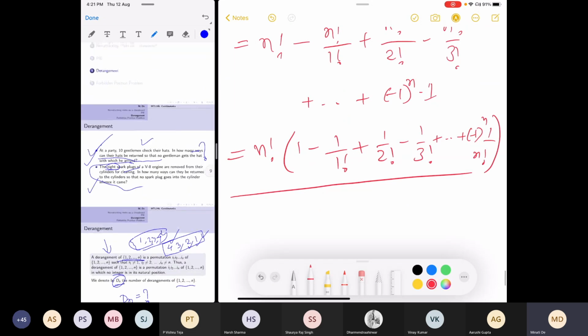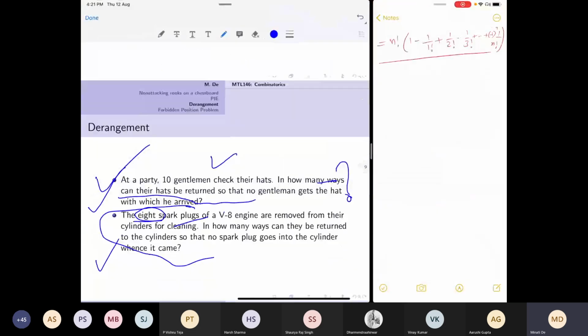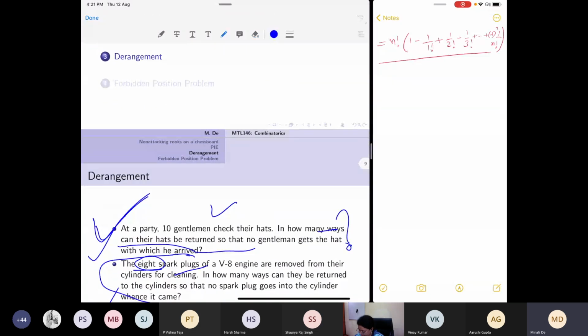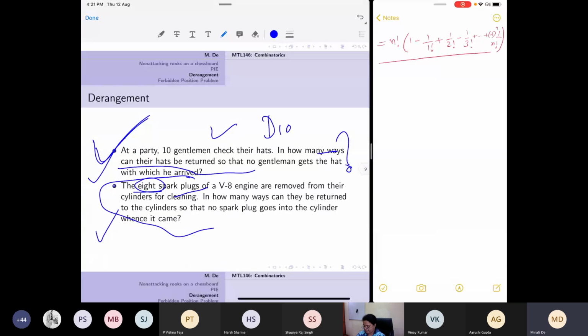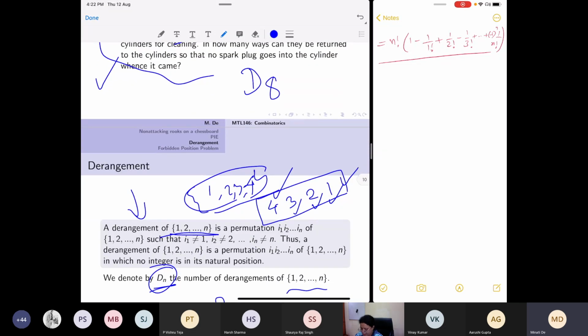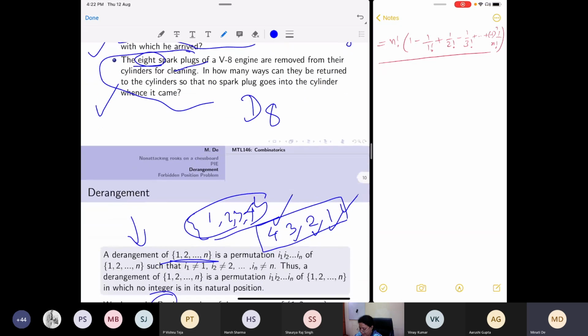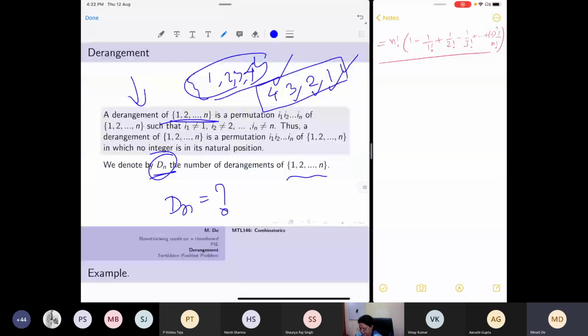Now if you go back to the question which we asked earlier, what is the answer for the first question? Can you tell me? I have 10 gentlemen, and in how many ways can it happen that no gentleman got their own hat? It is D10, right? Okay, very good. And the second question would be D8, right? So you have a more general thing, which you have generalized as the derangement problem, and using that formula you can solve many things.